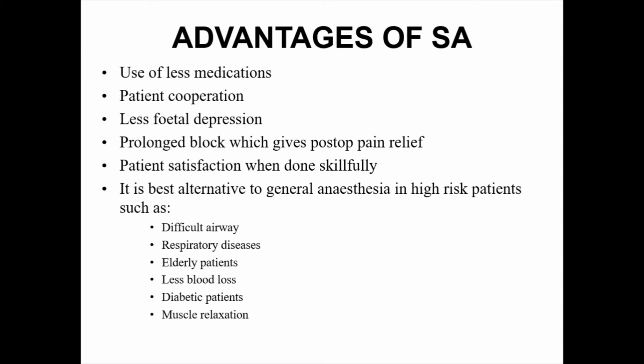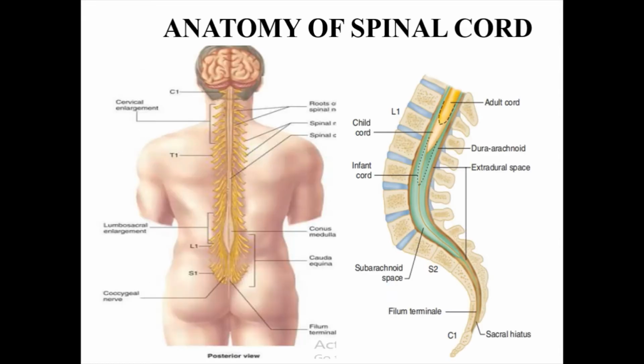Spinal anesthesia is also the best alternative to general anesthesia in higher risk patients, such as difficult airway, when you cannot use the airway to give anesthesia to the patient. Second, those patients with respiratory diseases such as asthma, COPD, emphysema. It's also the best choice in elderly patients, and it's associated with less blood loss. For diabetic patients, this is the best technique, and it provides the best muscle relaxation for a long period of time.